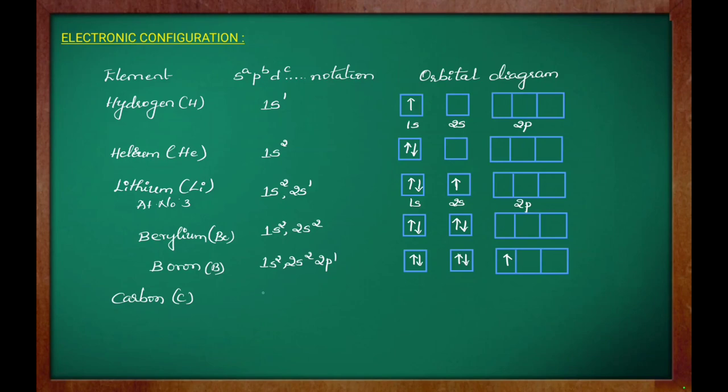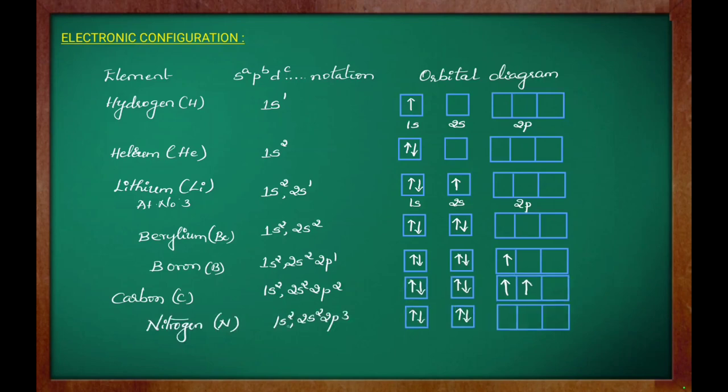Similarly, for carbon, the atomic number is 6, which means it has 6 electrons. So we can write the electronic configuration as 1s2, 2s2 and 2p2. In terms of the orbital diagram, the first electron will enter the 1s orbital, the second electron with opposite spin also will enter the 1s orbital, the next two electrons will enter the 2s orbital, and the fifth electron is entering the 2p orbital. Now where will the sixth electron go? It will not pair up here. Since px, py and pz atomic orbitals have the same energy, the next electron will enter the py atomic orbital. And this filling is according to Hund's rule of maximum multiplicity.